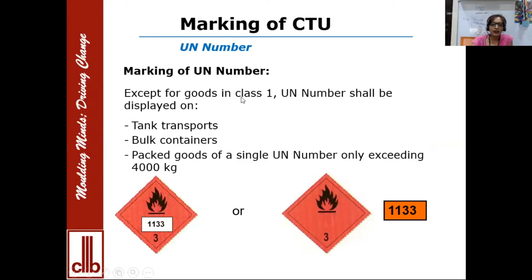Also, when you have a CTU, which is a container, packed with a single UN number of more than 4,000 kgs, along with the hazard placards you also have to indicate the UN number of that substance. The option is either to use a placard that already has a space in between where you can indicate the UN number, or otherwise substitute that with an orange panel that indicates the UN number of the substance packed in above 4,000 kgs.